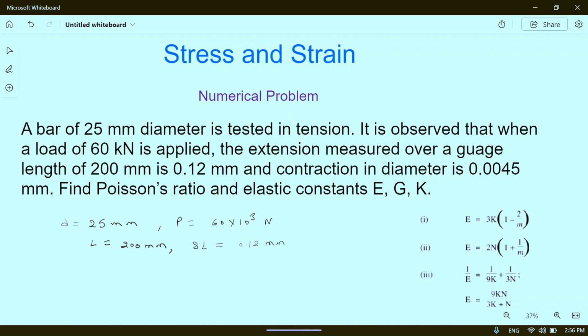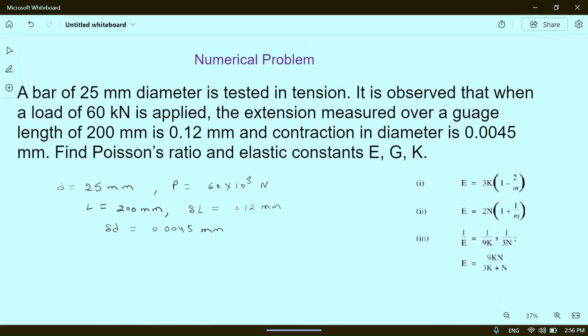mm. And the contraction in diameter is 0.0045 mm. So delta D is 0.0045 mm. Find Poisson ratio and elastic constants. So Poisson ratio is mu or 1 by m. We can denote it by mu or 1 by m, which is equal to lateral strain divided by linear strain.